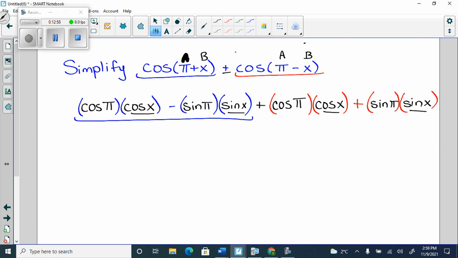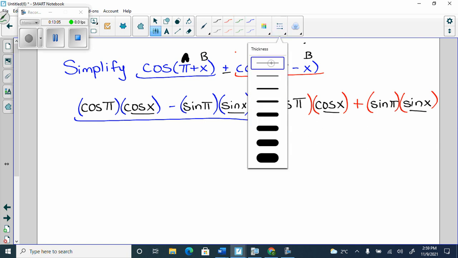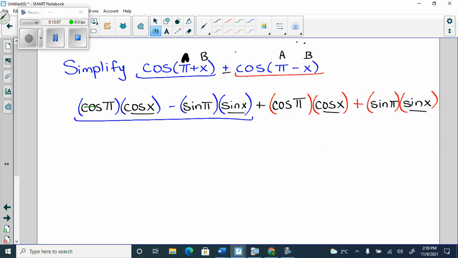So, what is cos pi? Negative 1. I'm going to use a green marker so you can see. The whole thing, cos pi, becomes negative 1. Sine of pi? What is sine of pi? 0. Sine pi out, 0 in. 0 times anything, bye-bye.